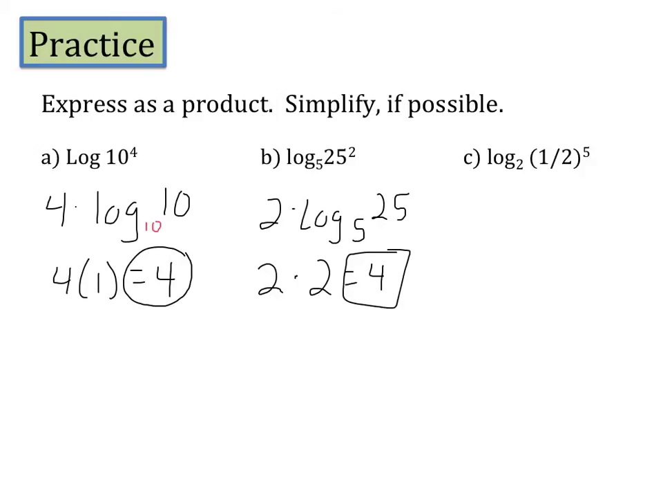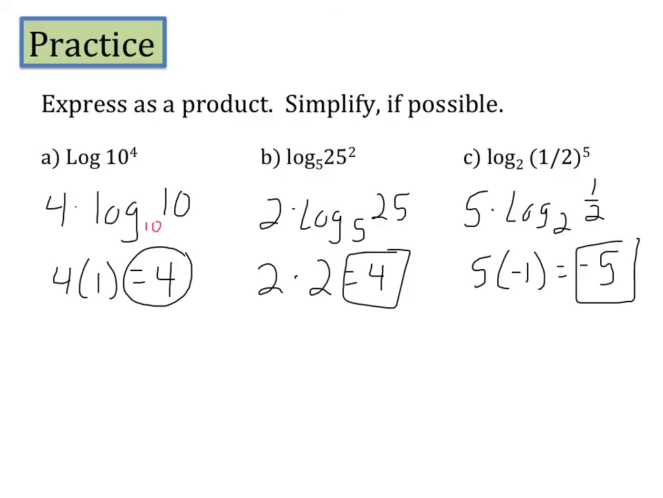And for our last one, we have log base 2 of 1 over 2 raised to the 5th. We bring the 5 up front. We have log base 2 of 1/2. So to get 2 to be 1/2, we have to raise it to a -1. So we have 5 times -1 equals -5.